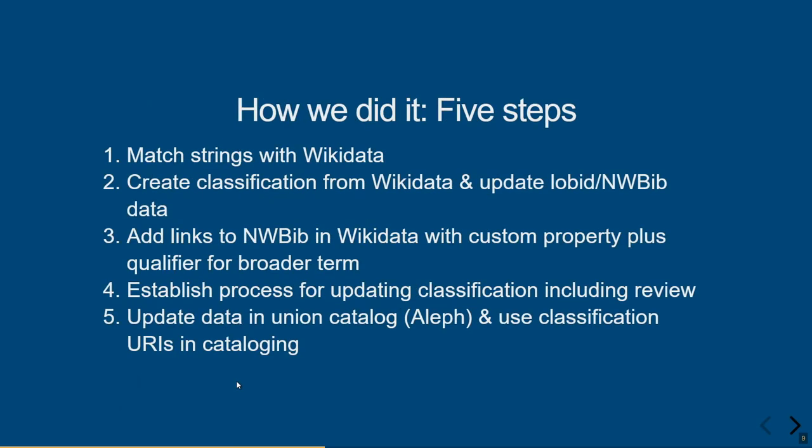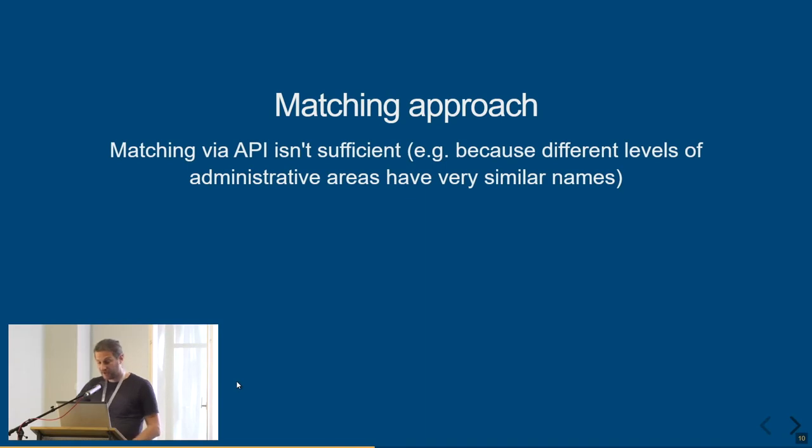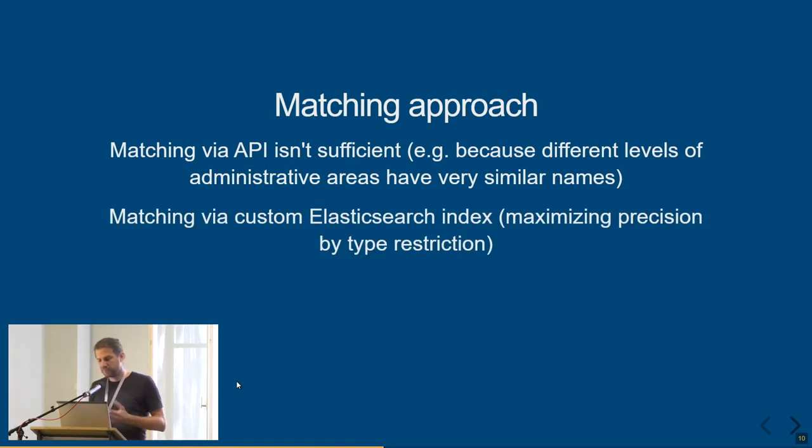So how we did it, in 5 steps. I will come to each of the steps in more detail. We matched the strings to Wikidata with a better approach than before, created a classification based on Wikidata, and then added the links back from Wikidata to NWBIB with a custom property. Now we are in the process of establishing a good process for updating the classification in Wikidata, having a diff of the changes, and then publishing it to the SKOS file. So, the matching approach: as the API wasn't sufficient, and because we have those different levels in the strings, we built a custom Elasticsearch index for our task. I think by now you could probably use OpenRefine for doing this as well, but at that point in time it wasn't available for Wikidata.